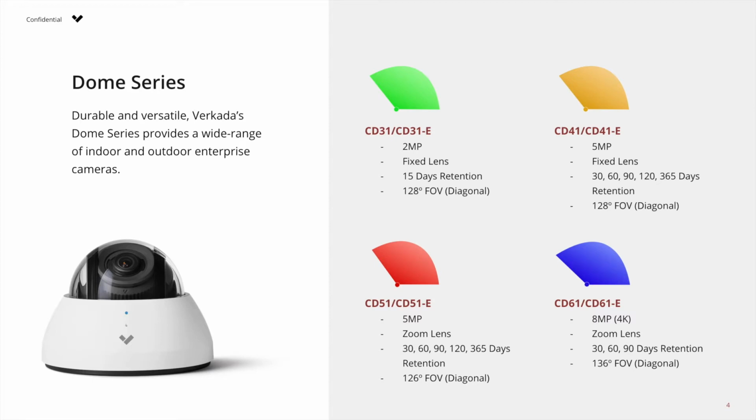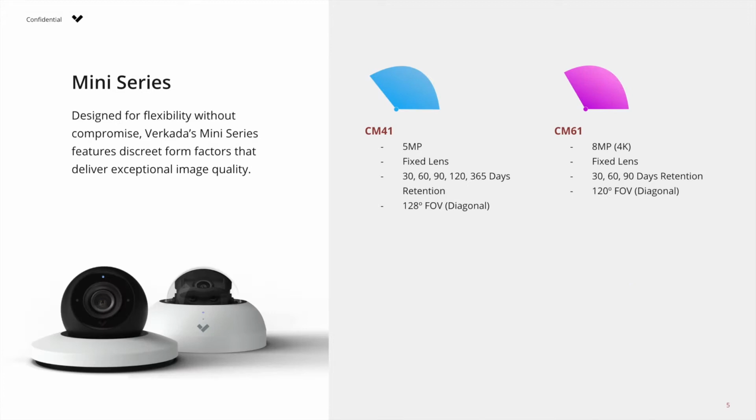And lastly, the flagship CD61 is the best of the best. An 8 megapixel 4K sensor gives you unprecedented detail. The IR optical isolation bands reduce glare, which can occur as the dome gets dirty over time. And 3x optical zoom is included here as well. All of the Dome cameras come in indoor and outdoor variants, the difference here being that the outdoor variants are IP67 water resistant.